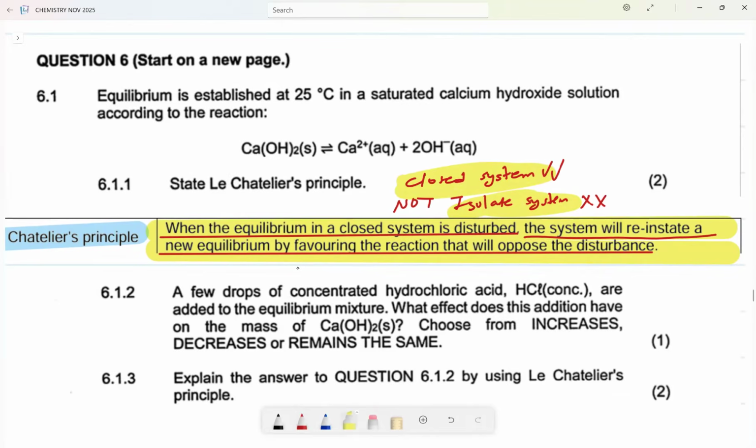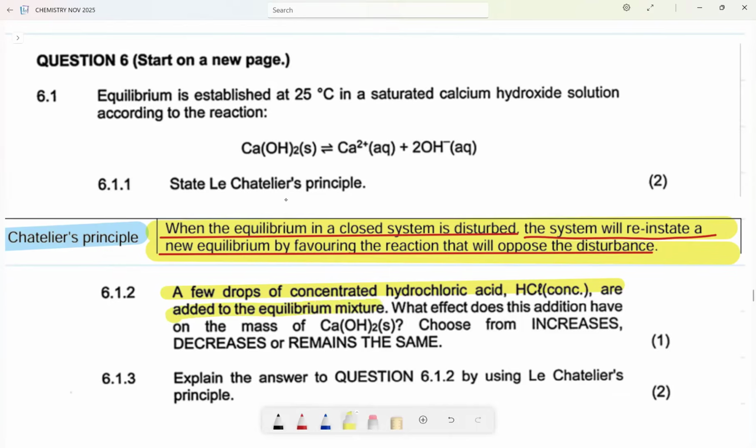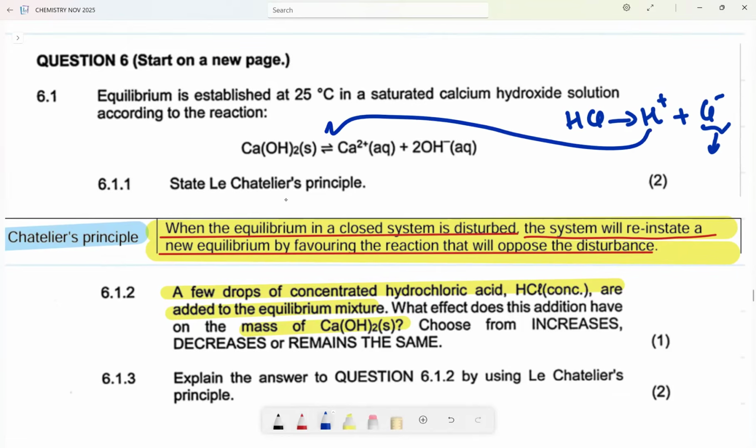Okay, now we are told in 6.1.2 that a few drops of concentrated HCl are added to the equilibrium mixture. What effect does this have on the mass of Ca(OH)2? When we add HCl, remember this is a common ion effect reaction. So remember HCl has H plus and Cl minus. Well, Cl minus are just spectator ions, okay? So the H plus will be the one that takes part in the reaction.